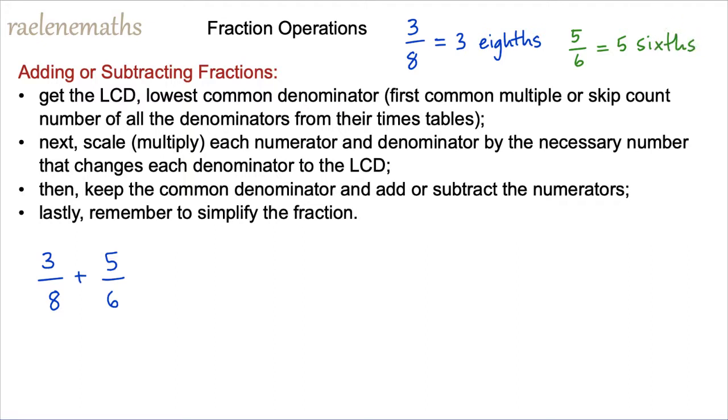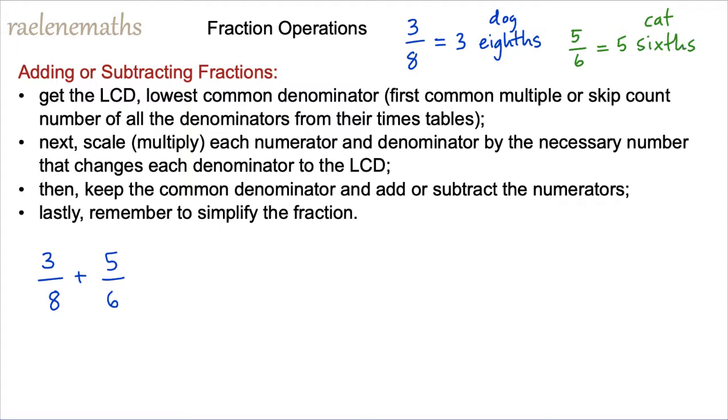For a moment, imagine that an eighth is replaced with a dog and a sixth is replaced with a cat. You can't add 3 dogs and 5 cats because they're different kinds of objects. But unlike dogs and cats, which cannot be converted into each other or to something that they have in common, we can convert eighths and sixths.